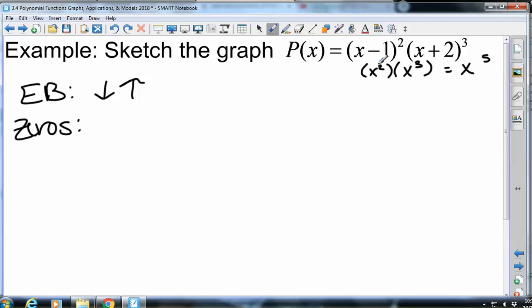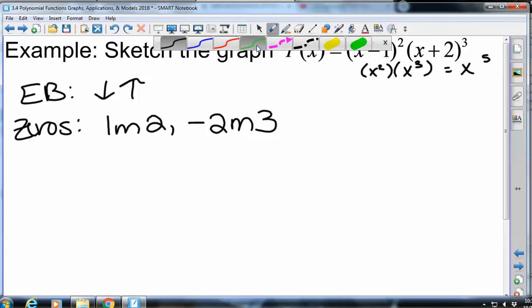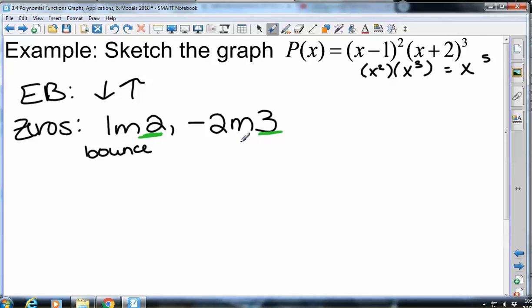Zeros, a little bit easier on this one, it's already factored. What would make x minus 1 0? 1, but that square means multiplicity 2. X plus 2, that would give me multiplicity 3. To decide if you bounce or go through, you are looking at whether the multiplicity is even or odd, not the 0, the multiplicity. So multiplicity of 2 means we will bounce. Multiplicity of 3 means we will go through.